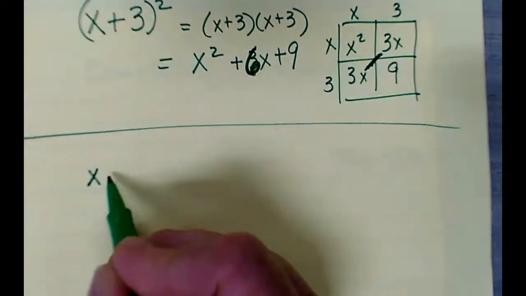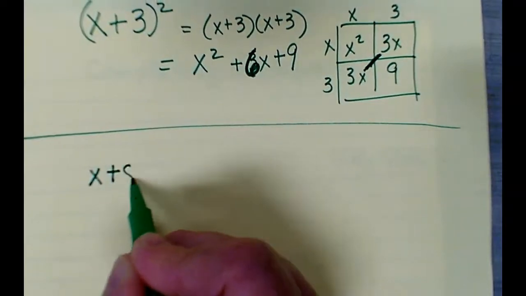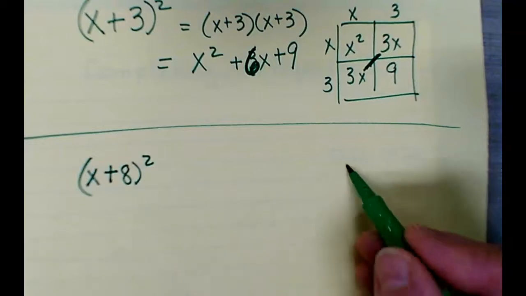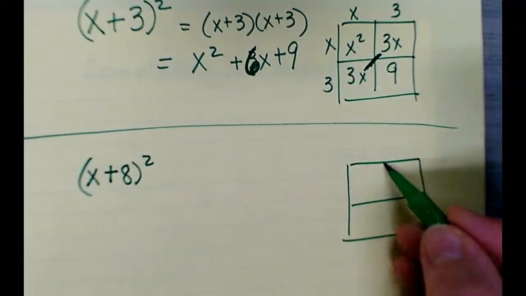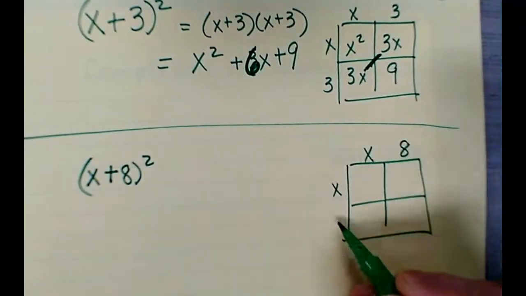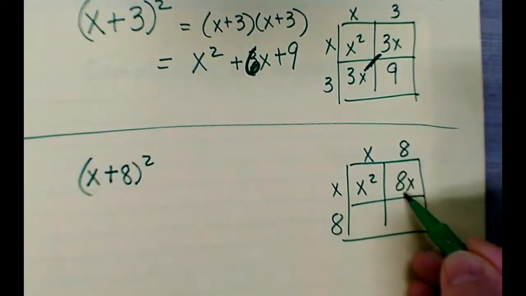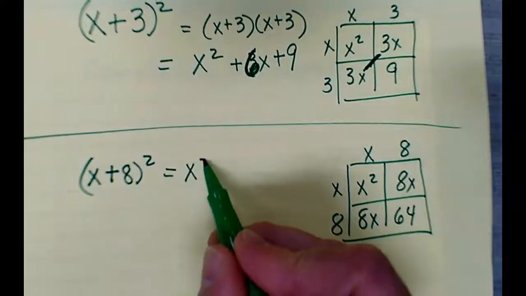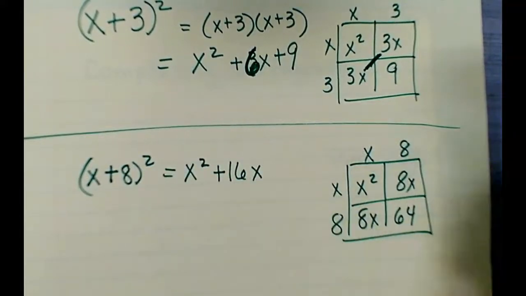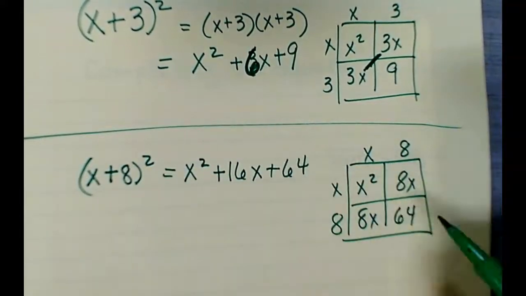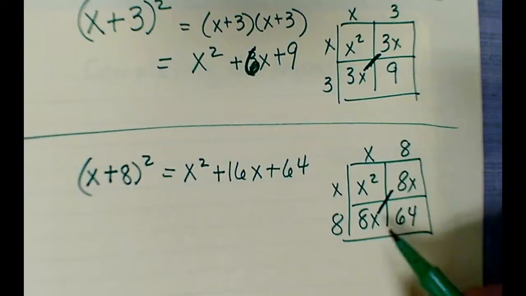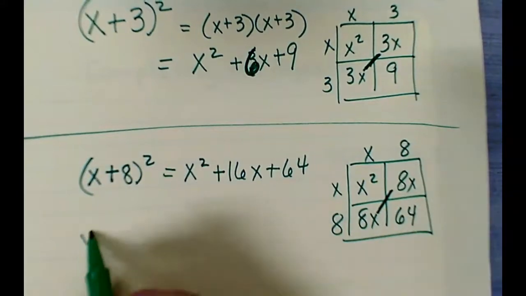If I had (x + 8) squared, well, if I did a box problem, that would be x plus 8 times another x plus 8. So that would be x squared plus 16x plus 64, because I would have to add those together. Do you notice those are exactly the same in all of my examples? And they would be exactly the same in any example that I could give you.